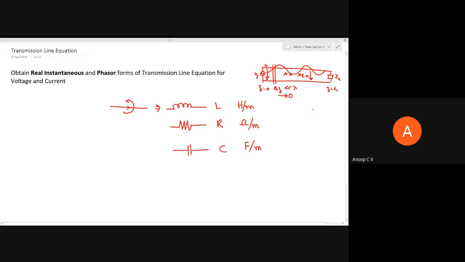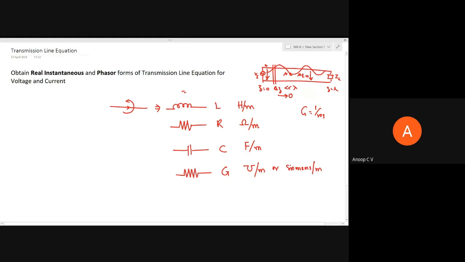So if resistance is finite, then conductance, which is equal to 1 by resistance, will also be finite. Because of that, there will be some leakage current. That can be modeled as a conductance. The symbol is that of a resistor only, and I'll call it G. It is mho per unit length or Siemens per unit length. It's conductance per unit length, mho per meter. So these are the primary constants, the primary distributed parameters of a transmission line.